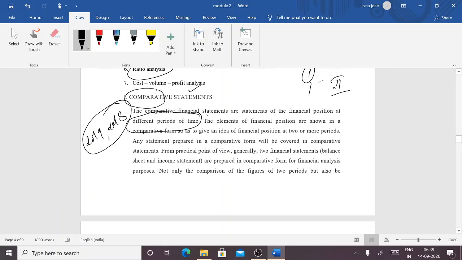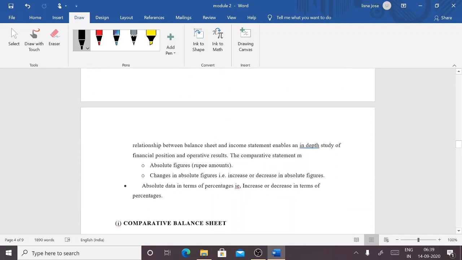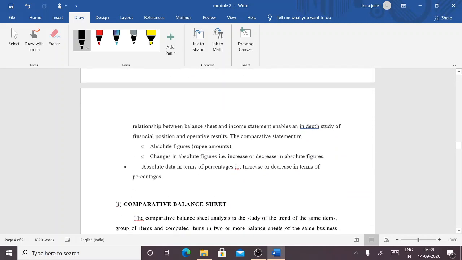So how we can express or how we can work out this, mainly there is a format for preparing a comparative balance sheet. So here we include, first one is absolute figures, the exact amount of items will be given there. Then we will see the change in absolute figures, whether it is an increase or decrease in the amount. And then we will express the absolute data in terms of percentage, whether the increase or decrease happened, and that we will express in terms of percentage.